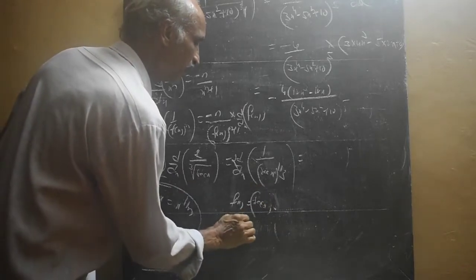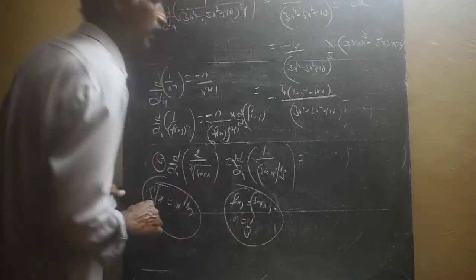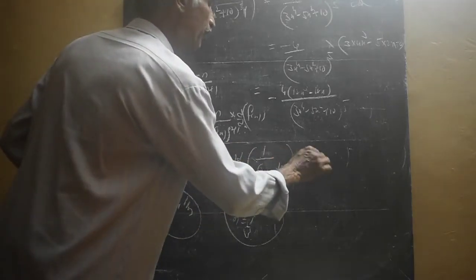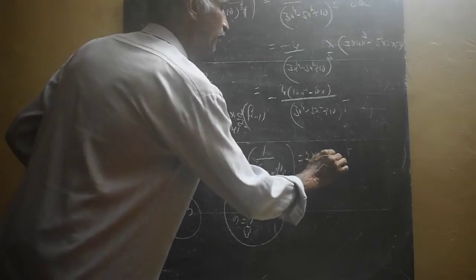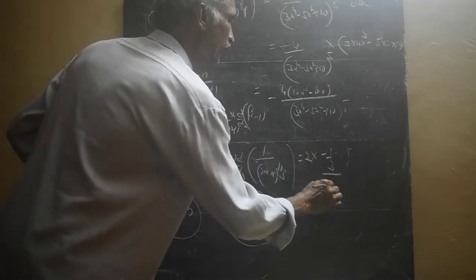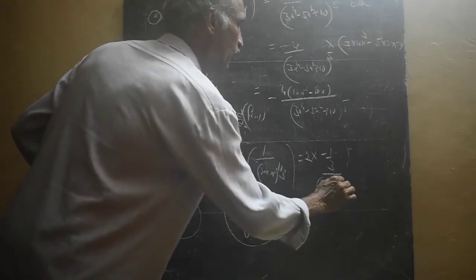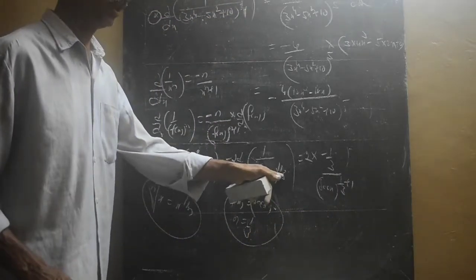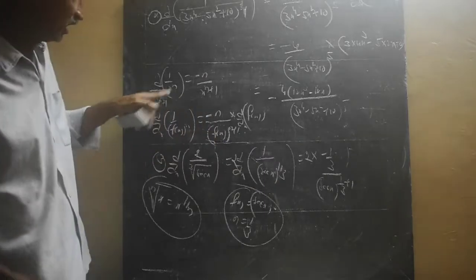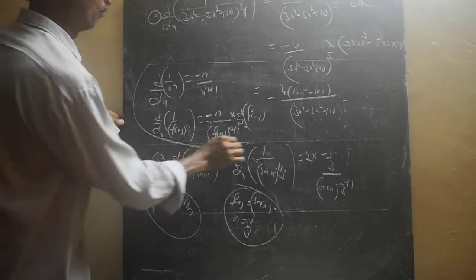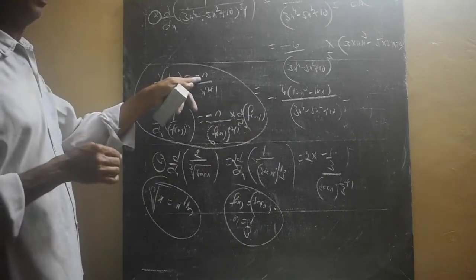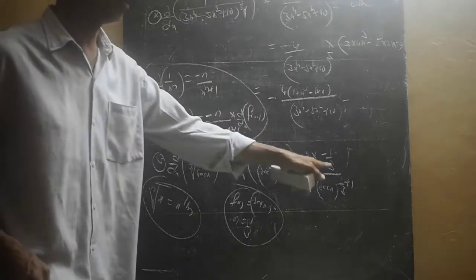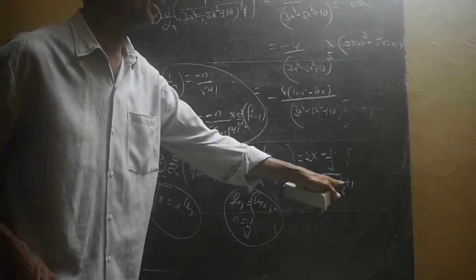And what is the n here? n is 1 by 3. Exactly the form of 1 upon f of x raised to n. It is 2 into minus n minus 1 by 3, into f dash of x upon f of x raised to n plus 1. n is 1 by 3, and the formula says that it is minus n. Therefore it is minus 1 by 3 into sec x raised to n plus 1.